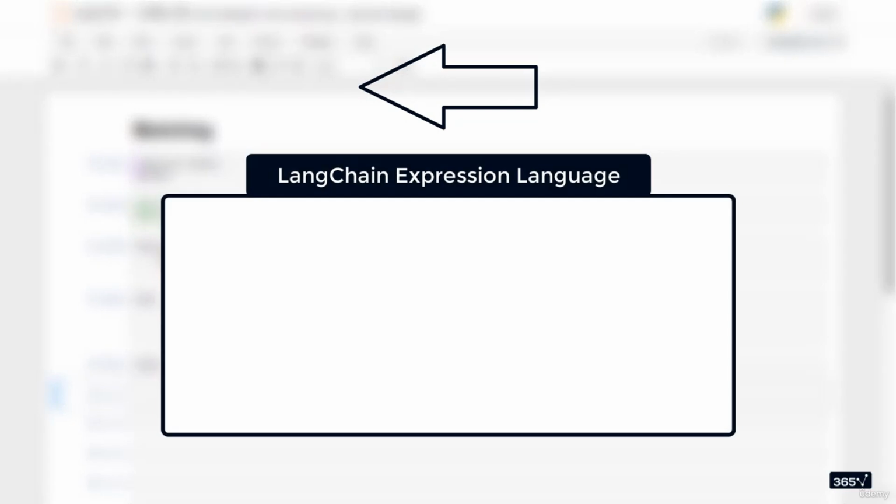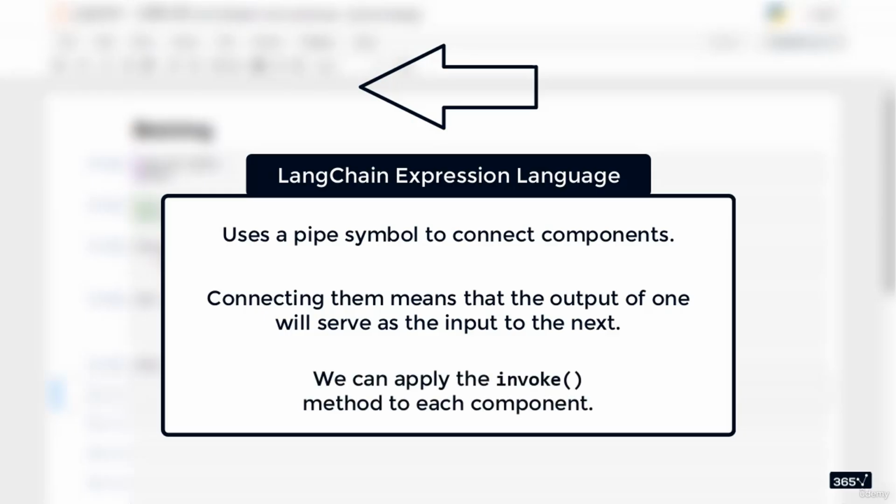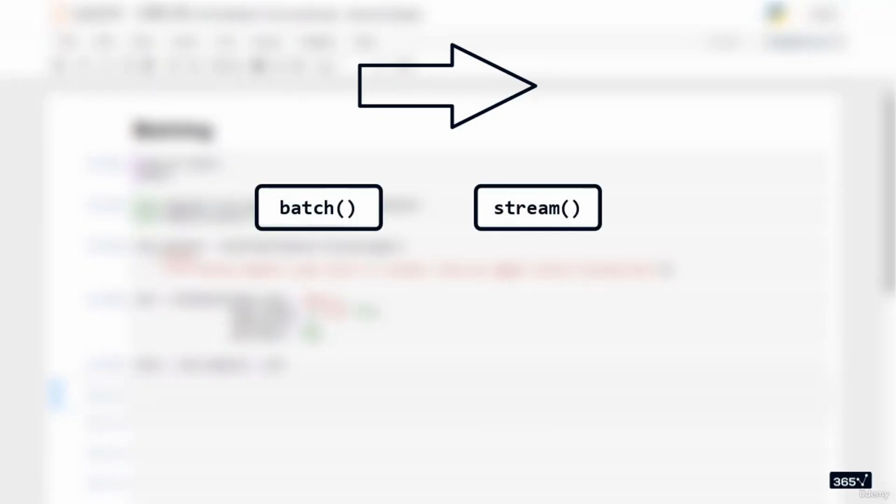Welcome back, everyone. Last lesson, we saw how easily chains were created in the LangChain Expression Language. Recall that it uses a pipe symbol to connect components. Connecting them means that the output of one will serve as the input to the next. Additionally, we demonstrated that we can apply the invoke method to each component, allowing for transparency and traceability. In the following 2 lessons, we'll expand our toolbox and introduce 2 more methods, batch and stream.